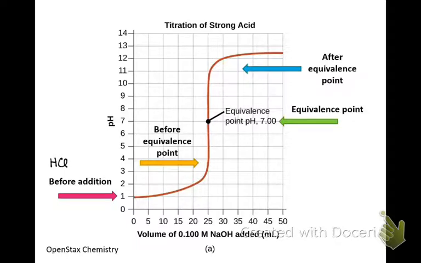Then when we start adding the NaOH, you can see that the pH changes, and in this before-equivalence-point region, what's going on here is that the NaOH, the added thing, is the limiting reactant. And so we can calculate the pH based on how much of the HCl is neutralized. After the equivalence point, the HCl is the limiting reactant.